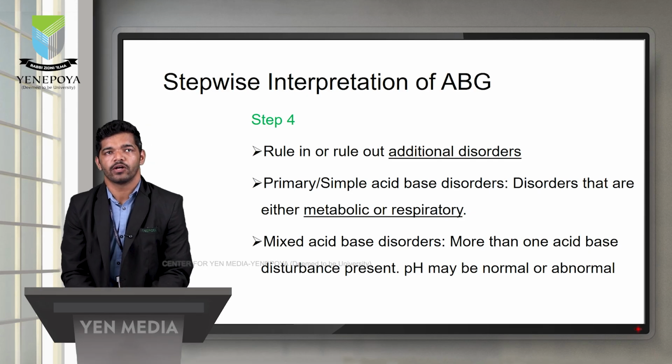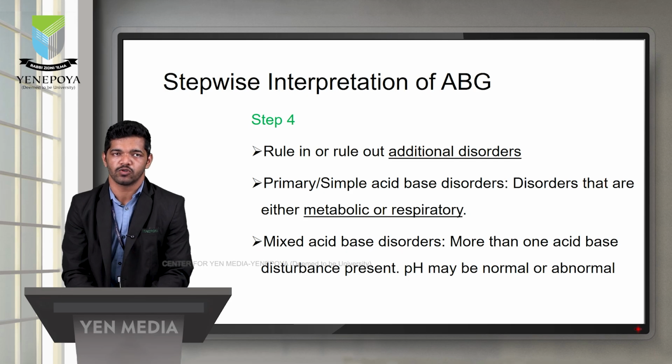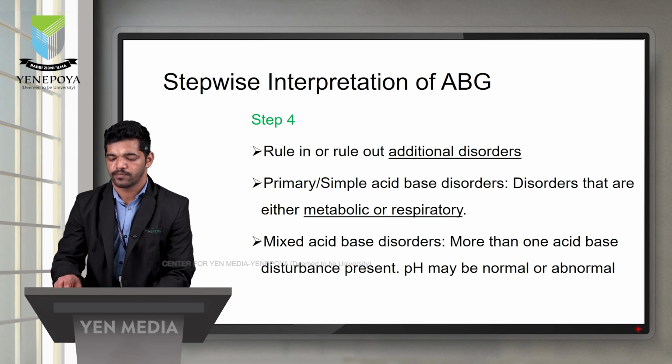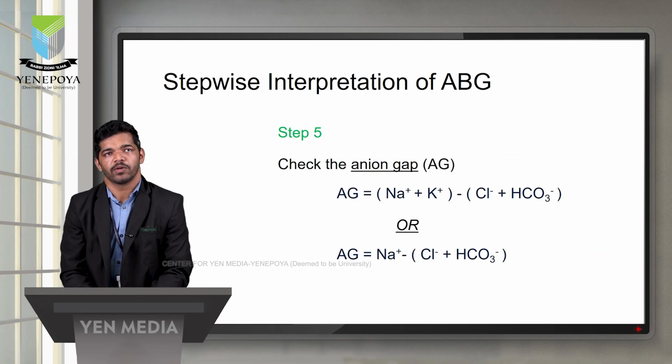So step number 4, we have to rule out any additional disorder along with the primary disorder. That is, when we have a mixed acid-base disorder, more than one acid-base disturbance can be present on top of a normal ABG. That means when we have the primary disorder of pure respiratory acidosis, the patient might also have a metabolic acidosis or alkalosis. So coming to step number 5, we have to calculate the anion gap.